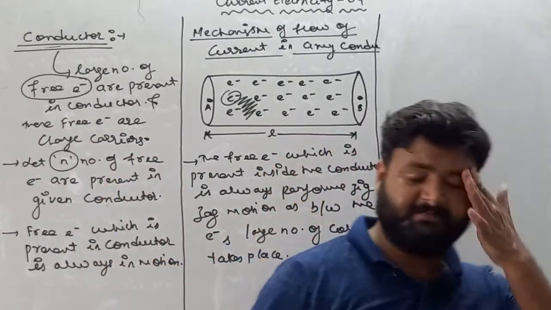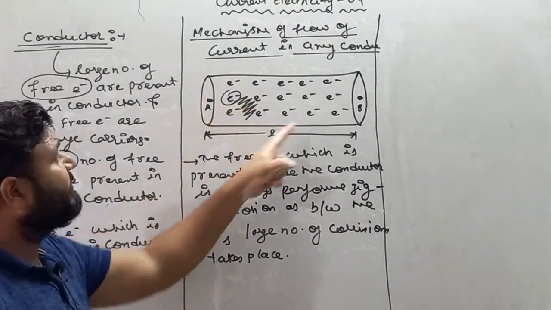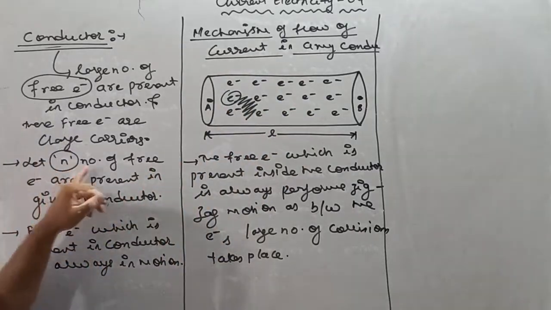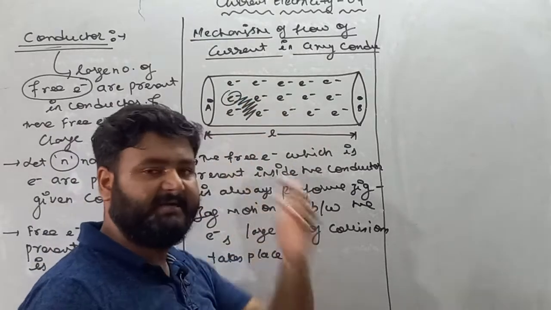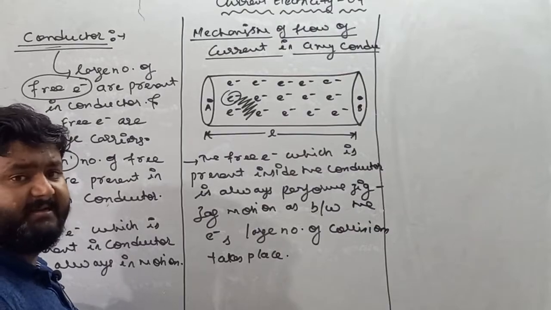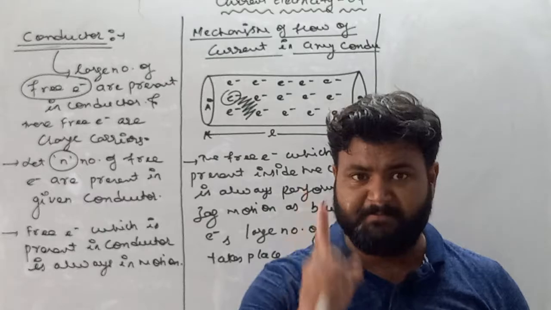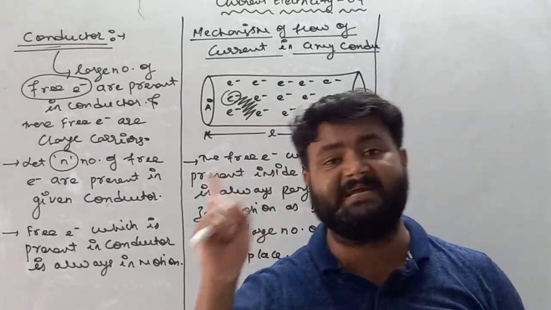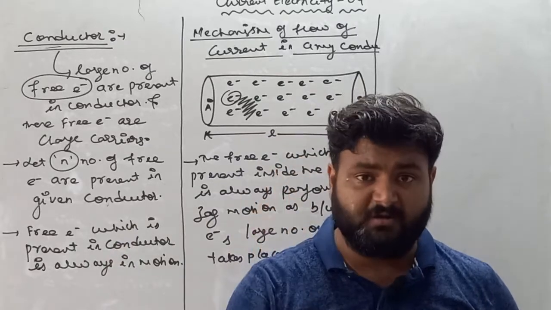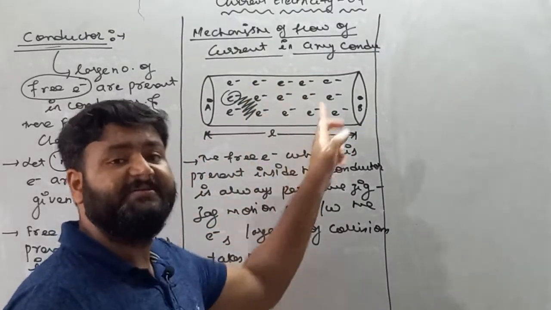Now see, my dear student, I hope you all understand this thing. So if I'm talking about a large number of free electrons, let n number of free electrons be present in this conductor. Next point is, if n number of free electrons are present in the conductor, then every electron carries a different velocity. Remember, free electrons are always in motion. Hence, every electron carries a different velocity.